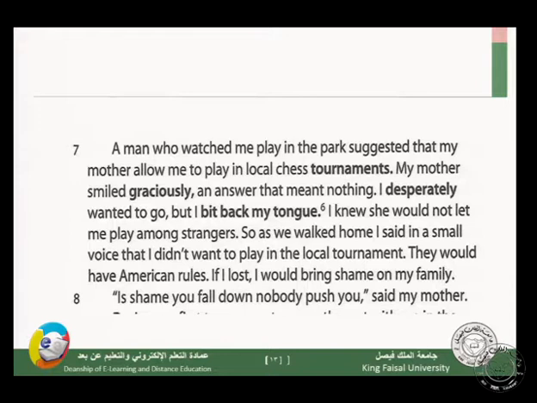I desperately wanted to go, but I bit back my tongue. I knew she would not let me play among strangers. So as we walked home, I said in a small voice that I didn't want to play in the local tournament. They would have American rules.